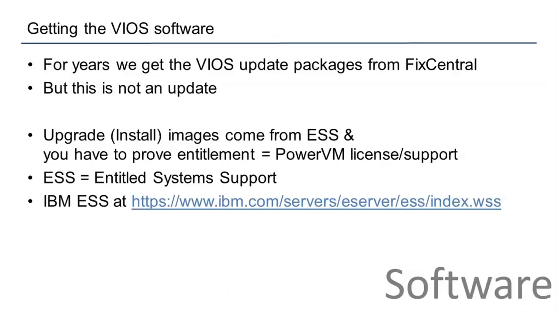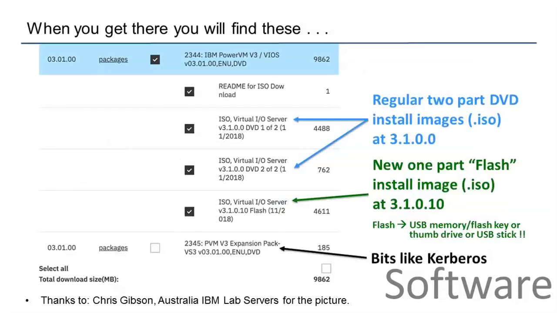Okay, so where do we get the software from? Well, we got used to in the past 5 years going to Fix Central, but that's where you get updates. If you want the actual install image, like you do with 3.1 for the upgrade, then we have to go to the entitled System Support page with IBM, and you have to prove you're entitled to it. You have a valid license and support contract to actually download that software. Just a little reminder, you may have worked that out already.